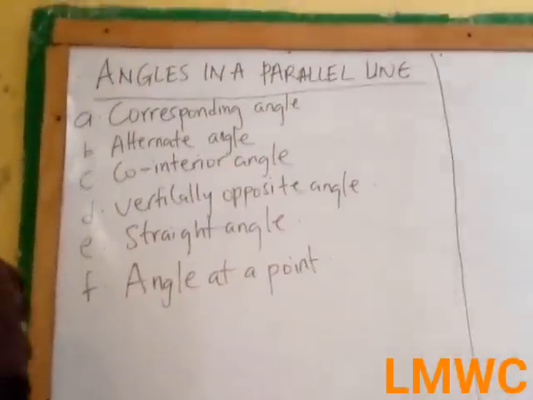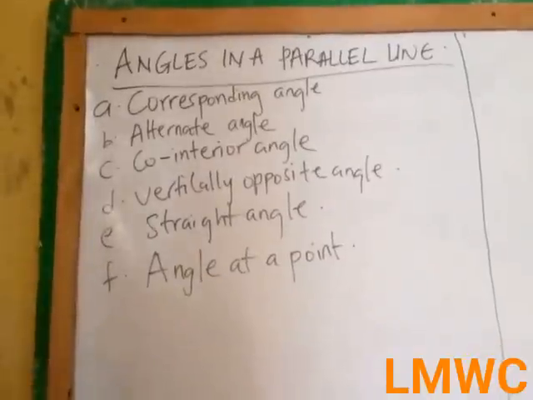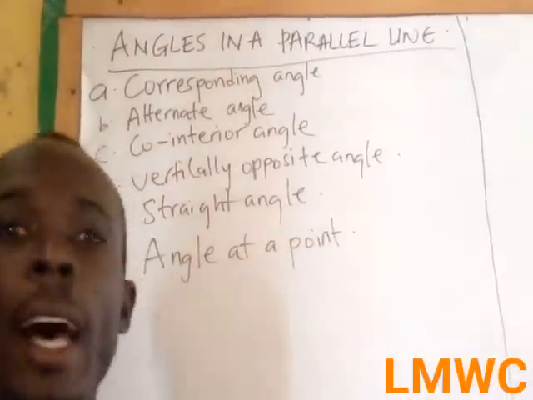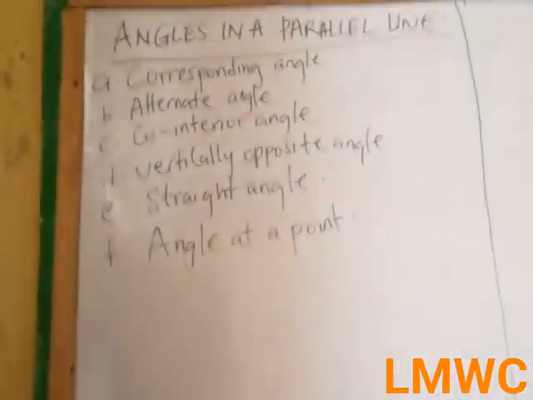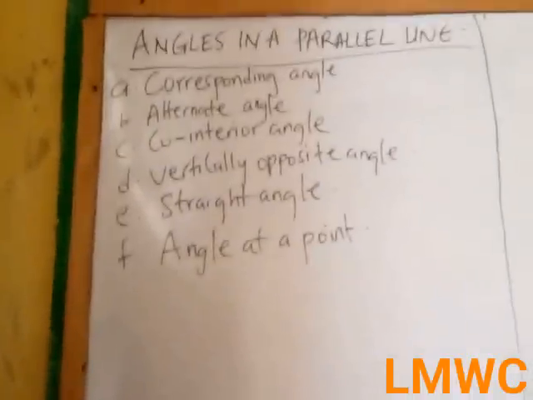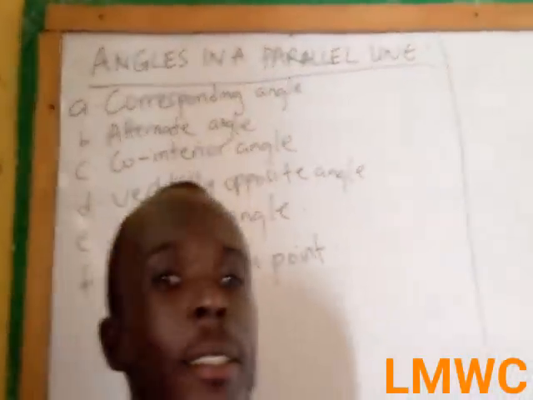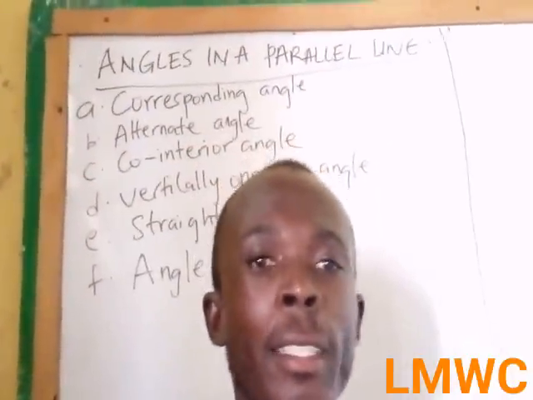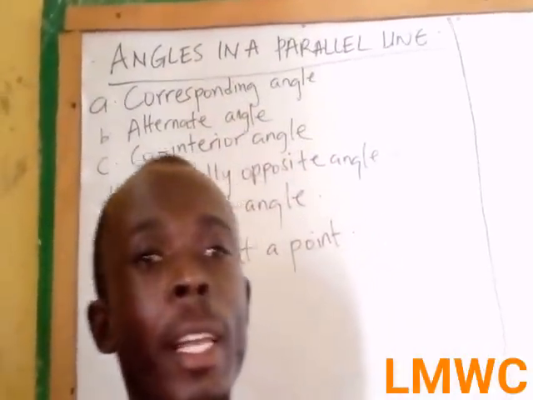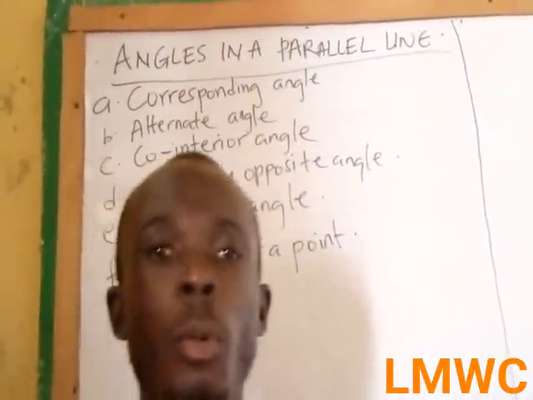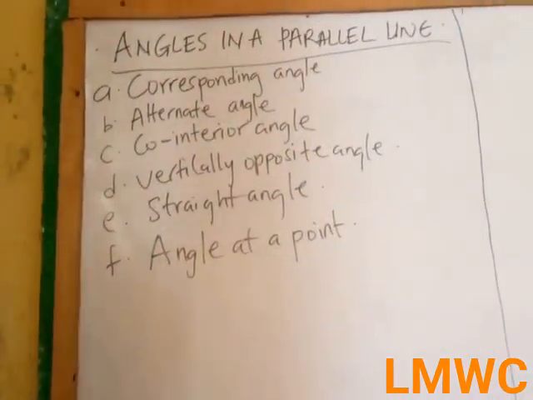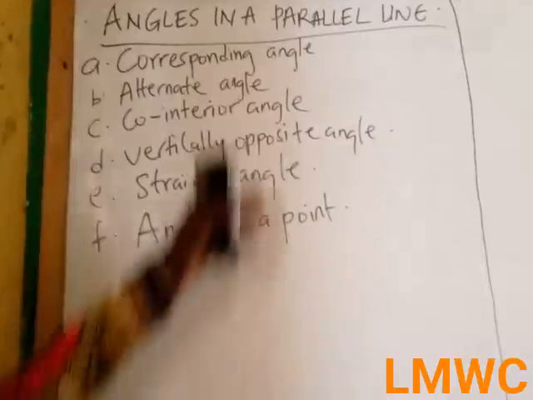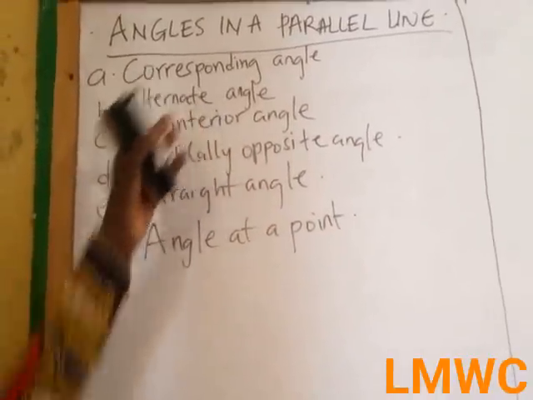Today's session is on angles in a parallel line. Under angles in a parallel line, we have corresponding angles, alternate angles, co-interior angles, vertically opposite angles, angles on a straight line, and angles at a point. So I will use a parallel line to explain these angles.